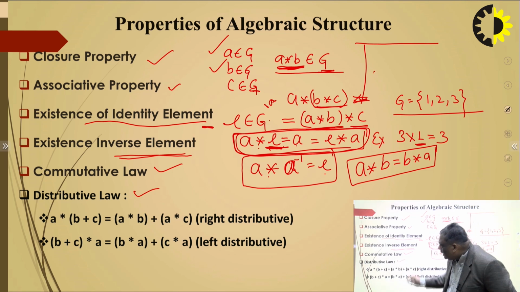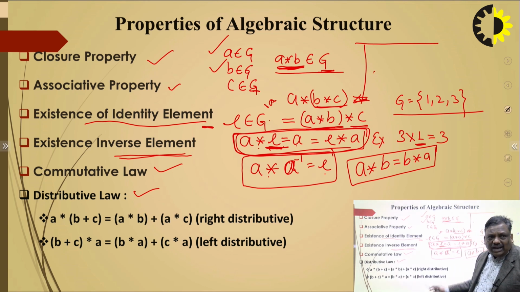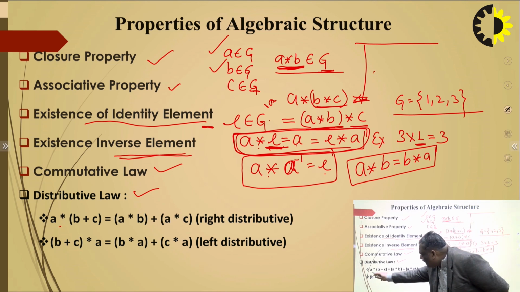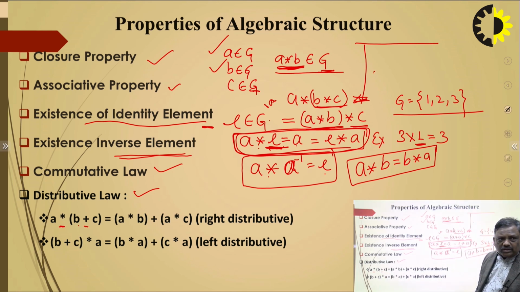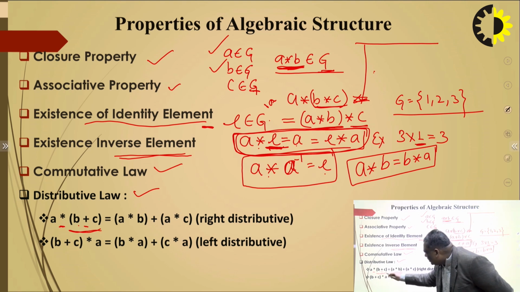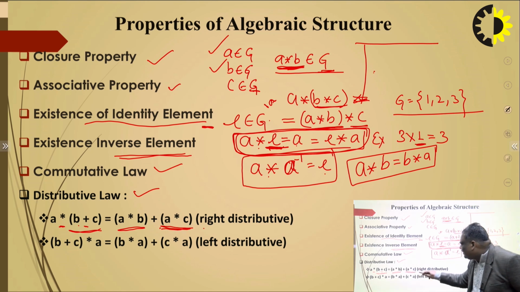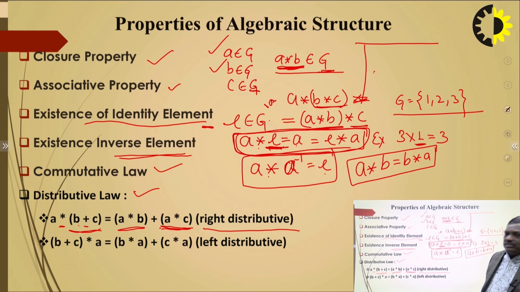Distributive law. Here there are right and left distributive laws. One by one we can elaborate it. A binary operation B plus another binary operation. So A multiplication B plus C, we distribute this one: A multiplication B plus A multiplication C. This one is known as right distributive law.